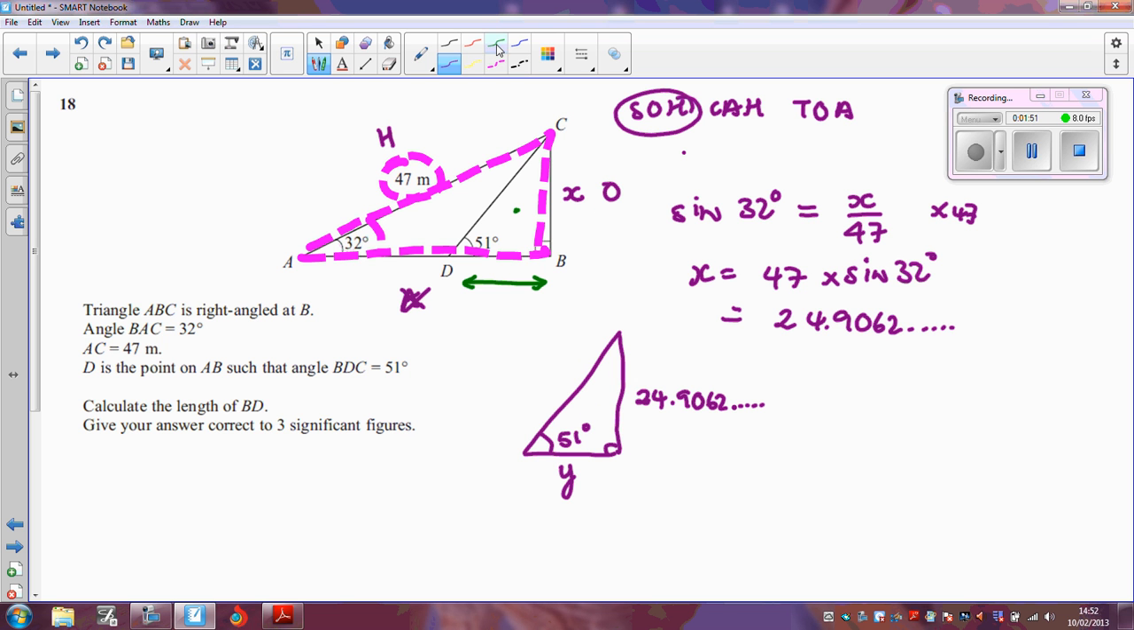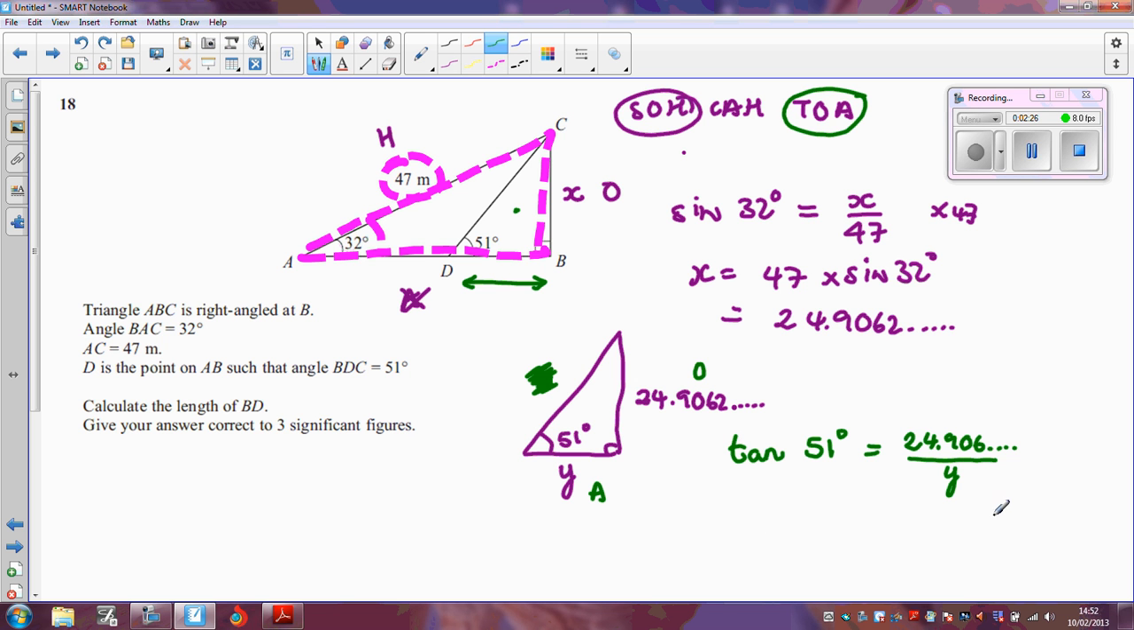So if I relabel the sides again, if I have this is my hypotenuse, here's the opposite, and the adjacent here is y. Now again, I need to decide which of the ratios I'm going to use. I'm not interested in the hypotenuse this time, so I'm looking for the one that uses the opposite and the adjacent, which is TOA, in other words, tan. So I can now write that tan 51 degrees is equal to the opposite, well, that's the 24.906 that I've saved in the memory of the calculator, divided by y.